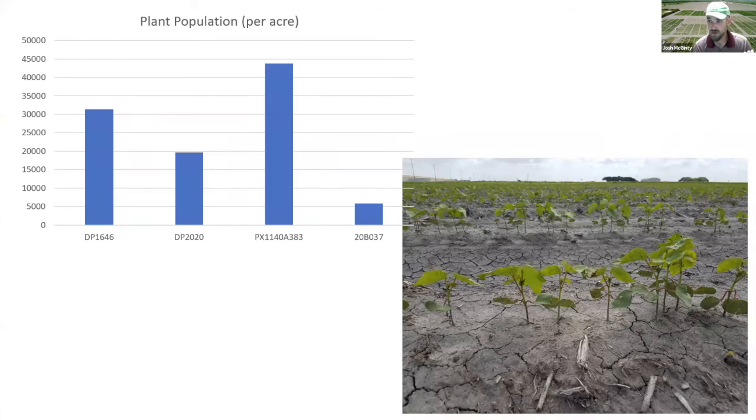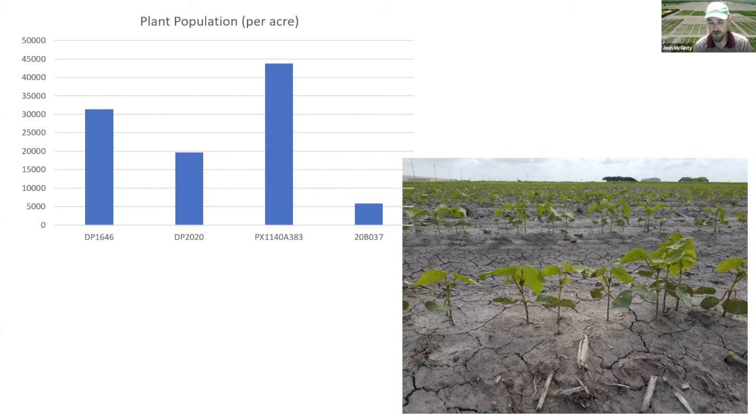But let's say that this trial was planted as a strict demonstration. We just have single passes, single plots of these varieties. And so I went out to this trial and I just collected stand counts on the first rep. Okay. And you look at these data and, without any interpretation, you would say, okay, well, that PX variety had the best emergence, followed by that Delta Pine 1646, followed by the 2020, and then the worst was 20B037. But the problem is this isn't replicated.